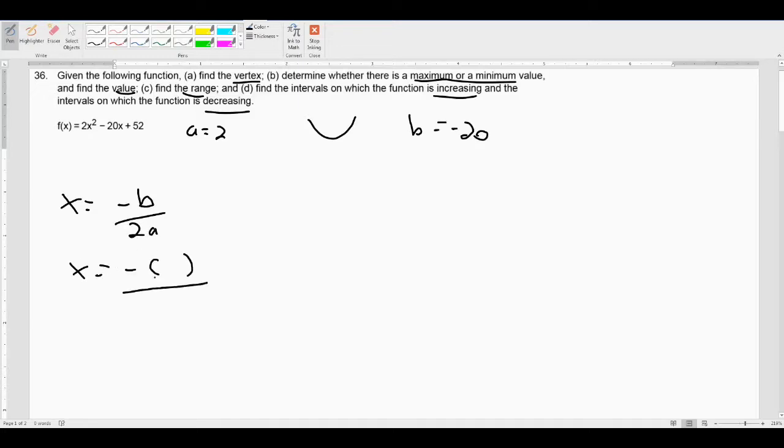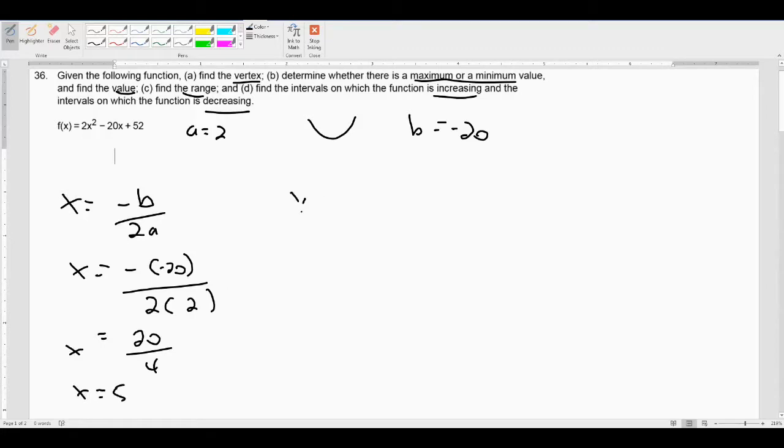to find the x value. b is negative 20. Do you see why I use parentheses? It's for signs. Because the negative makes that a positive 20. And 2 times 2 is 4. Which means that x is equal to 5.